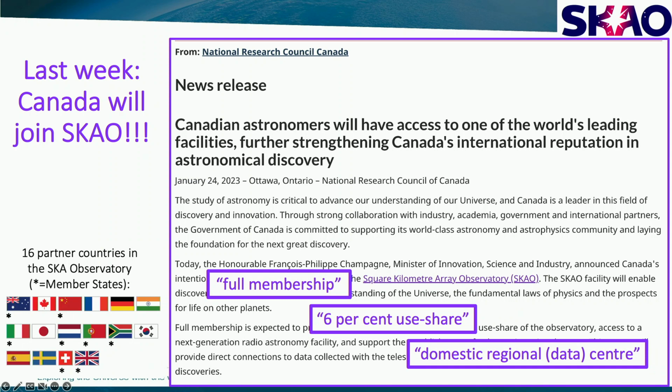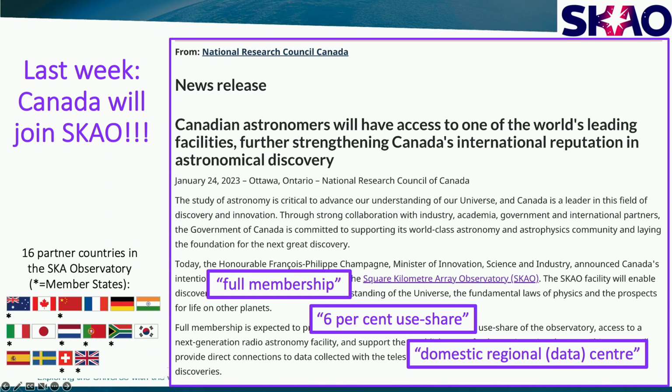And then the third keyword is "domestic regional center", is what they called it. I'm going to shove the data in there because it was actually clear in the government speak that this is what they meant. So along with providing access to the facility, Canada's going to build a domestic data center to handle the volume of SKA data that will come from the facility. The SKA is going to generate 700 calibrated petabytes of data a year. That's down by an order of magnitude from the raw data rate of this facility. That means that the SKA is as much a supercomputer as it is a bunch of steel on the ground.